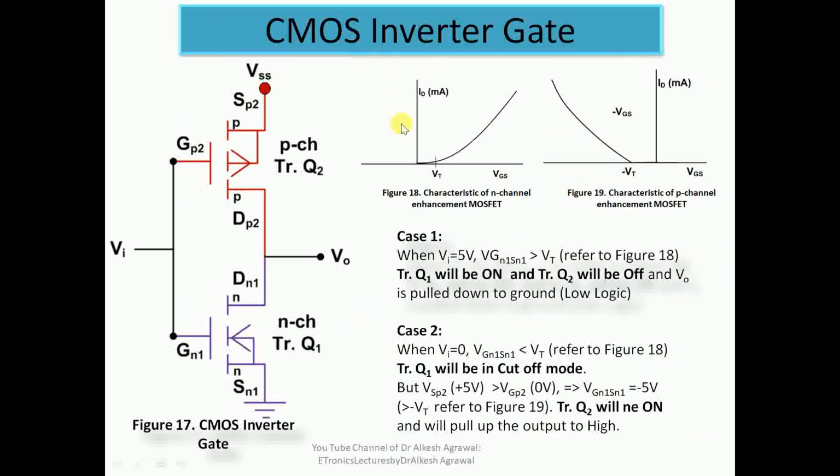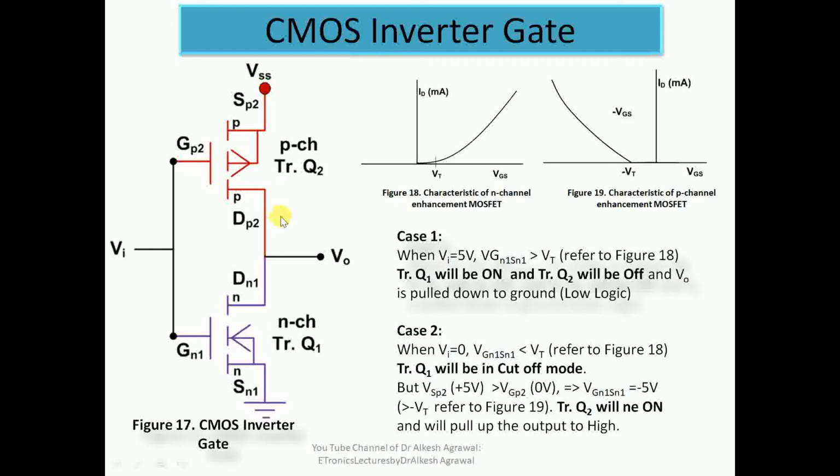Now we'll discuss the CMOS inverter. It is called a CMOS inverter because the transistors are complementary. Here we have transistor Q1 and transistor Q2, designed through enhancement-type MOSFETs. One is a P channel and one is an N channel. The lower one, transistor Q1, is an N channel and transistor Q2 is a P channel.